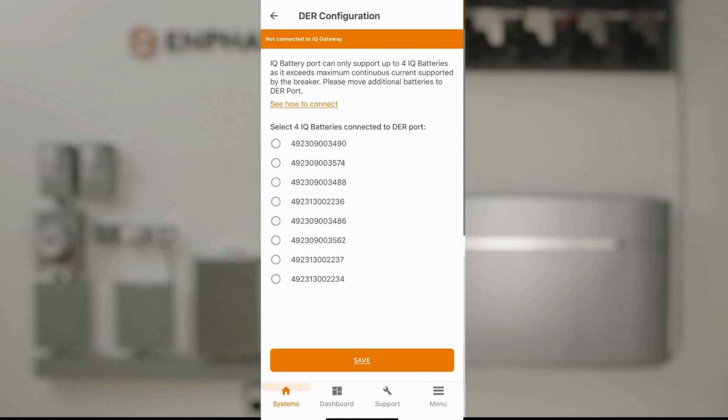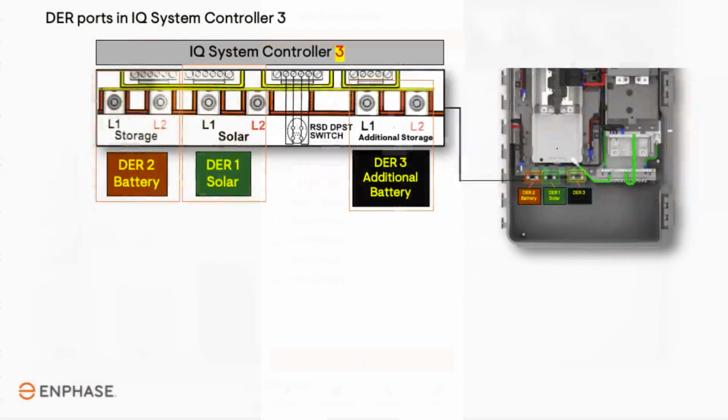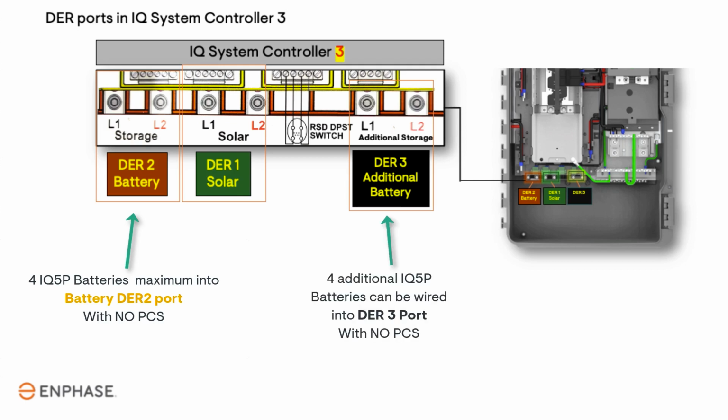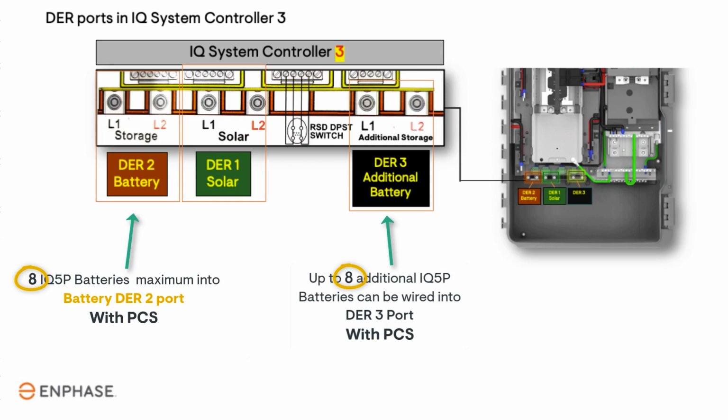To install 8 batteries into a system controller without PCS, 4 batteries would be wired into the System Controller Battery DER, Distributed Energy Resource port, and another 4 batteries could be wired into the second additional battery port labeled DER3. With PCS, up to 8 batteries could be wired into the battery DER port and another 8 into the second additional port DER3 for a total of 16 batteries.